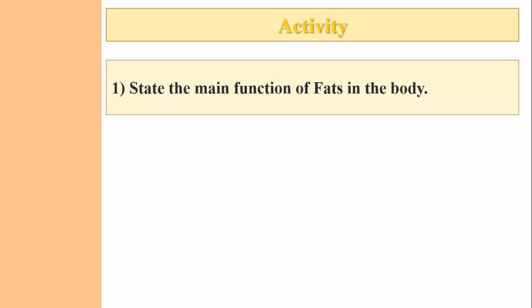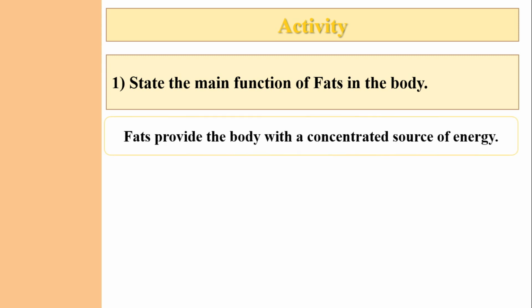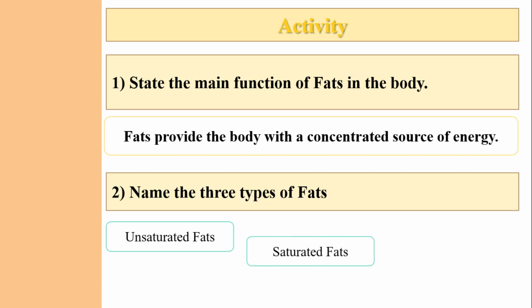Let's look at the answers. State the main function of fats in the body. Fats provide the body with a concentrated source of energy. Name the 3 types of fats. Unsaturated fats, saturated fats, trans fats.